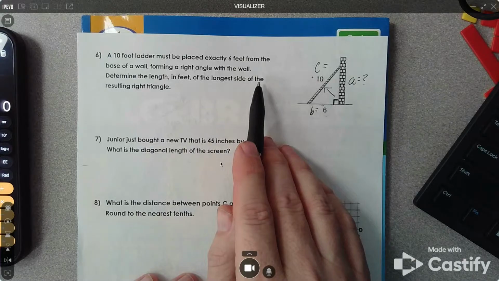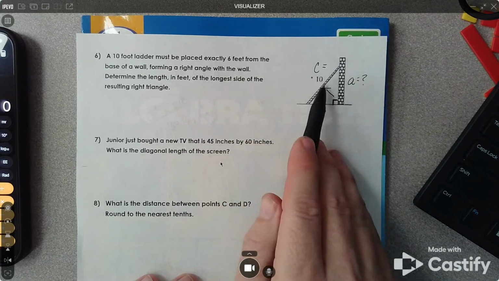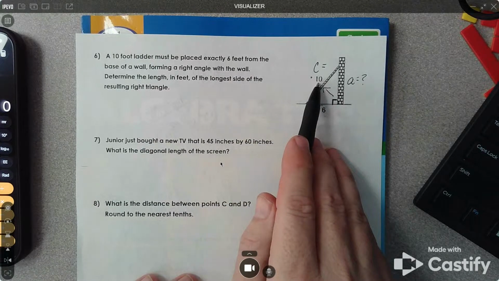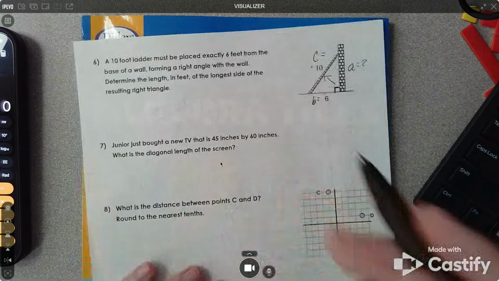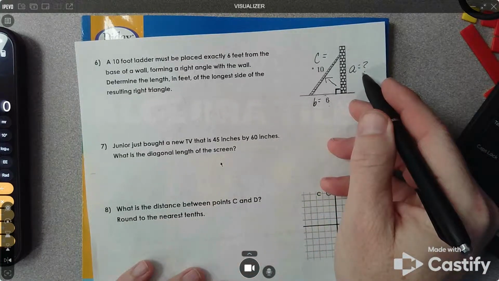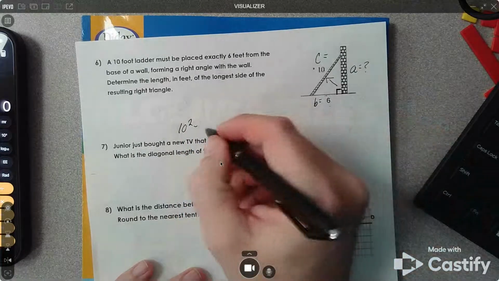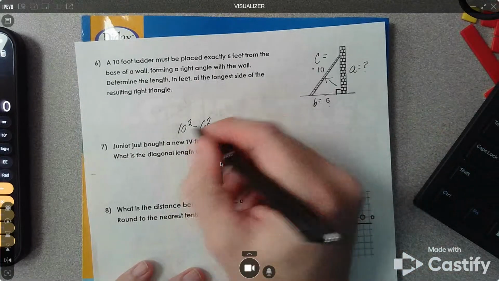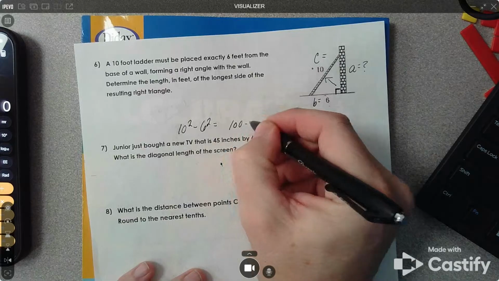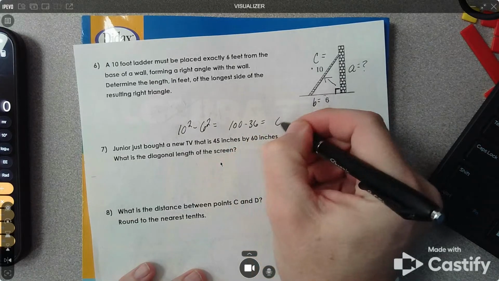I already know the longest side is going to be side length C, which is going to be 10, but let's just prove it. So to find this side length right here, I'm going to do 10 squared minus 6 squared, which is going to be 100, minus 36, which equals 64.